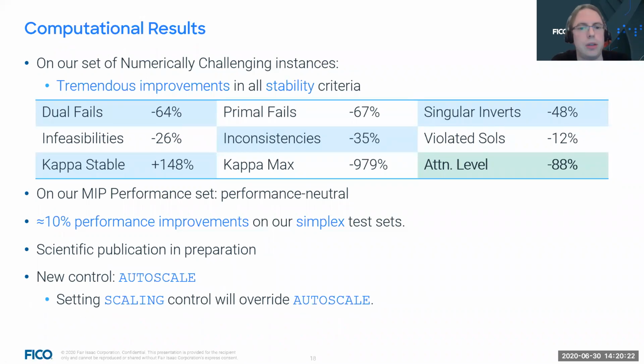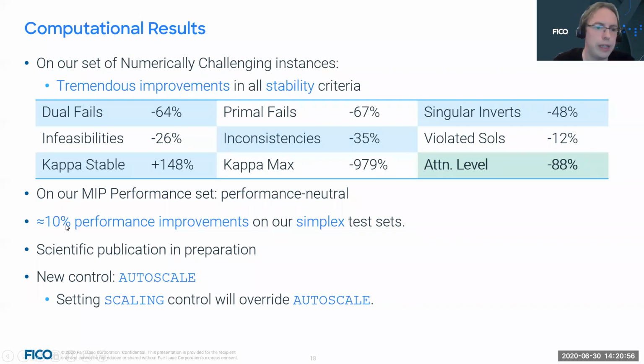Question is, how does this affect performance? So one may ask, why didn't we apply at least Curtis-Reid scaling in the first place? By default, it seems to be better than standard scaling. And the reason is that Curtis-Reid scaling gives on average a performance degradation, mostly on those problems that are stable also with standard scaling. So we were quite happy to see here that on our MIP performance set, this was performance neutral.